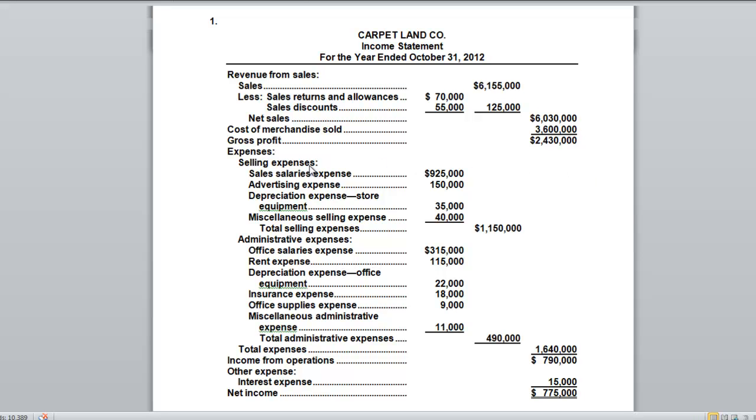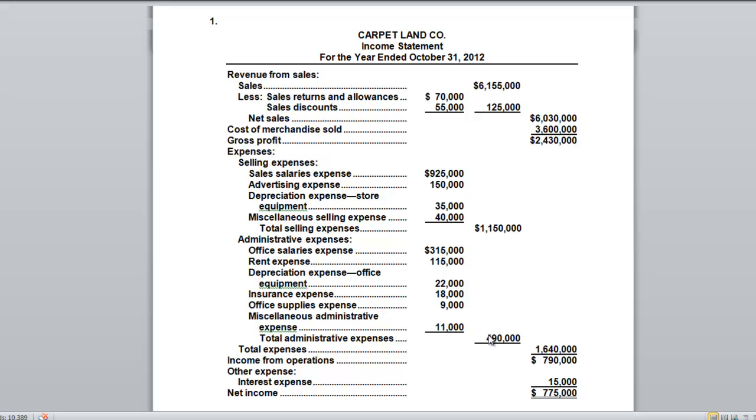Next thing we have here, we have our selling expenses. So sales salaries, advertising. We have depreciation expense for the store equipment, right? Now you can see here below we have our depreciation expense for the office equipment listed under administrative expenses. So we're categorizing these based on their nature. These expenses are related to the sales process. These are related to the general or administrative: office salaries, rent expense, depreciation expense on the office equipment, insurance expense, office supplies expense, miscellaneous admin expense.